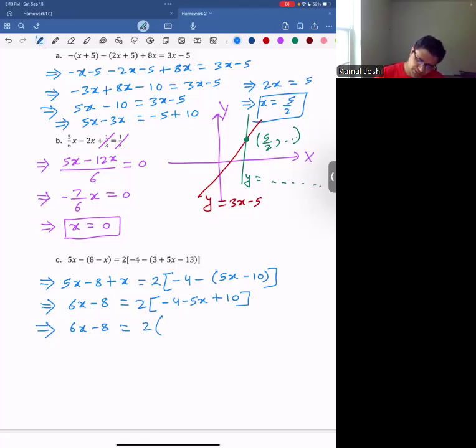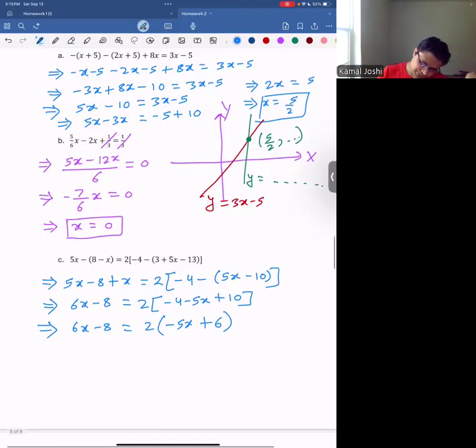Okay. Now this becomes minus 5x plus 6. Minus 4 plus 10 will be plus 6. And I noticed something actually on the left side. Let me erase it and write it as 2 times 3x minus 4, which is 6x minus 8, right? I can take 2 as a common factor. And why did I do that? Because I noticed that I have a common factor 2 on the right side as well. So I can now write 3x minus 4 equals minus 5x plus 6.